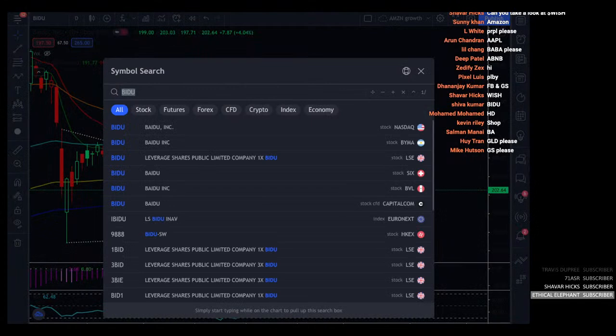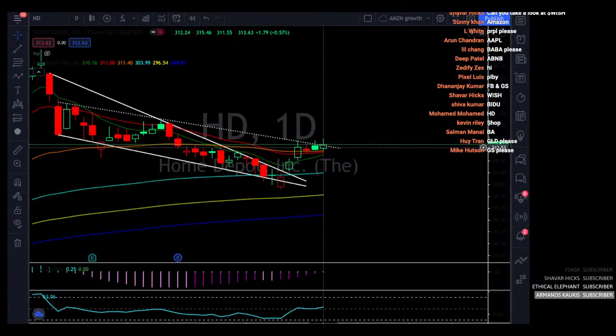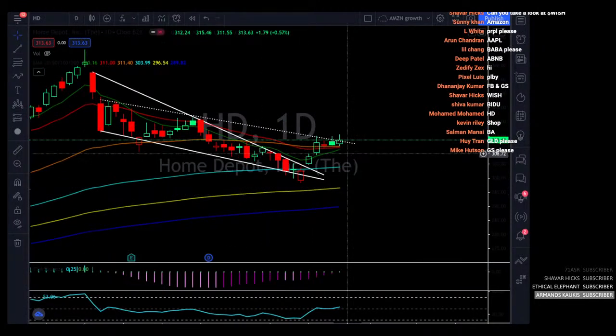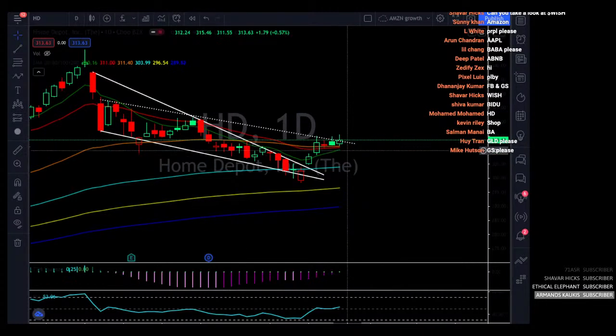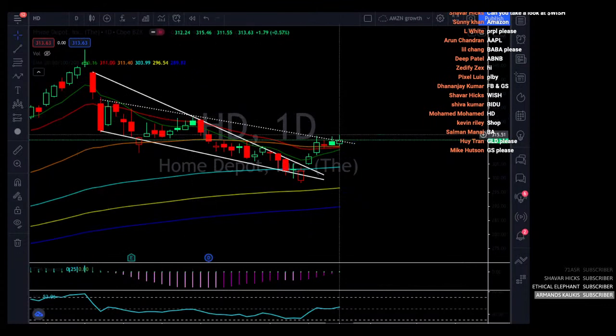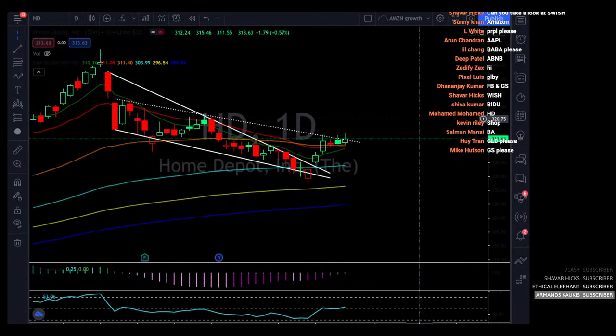Home Depot. Similarly to Lowe's, Home Depot is having the same exact consolidation after breaking out of this falling wedge. I'm expecting Home Depot to possibly go higher next week. I am expecting it to go around the $322 range, because it looks like we did break the resistance of these points over here. And I do think that we're going to probably test the resistance around the 320, 321 area, because it does look like an area of consolidation. So that's what I see for Home Depot.